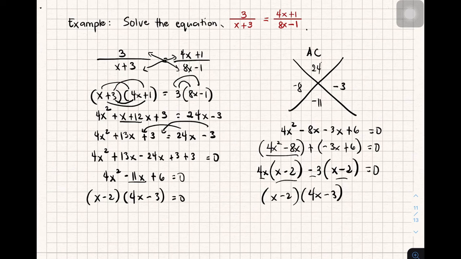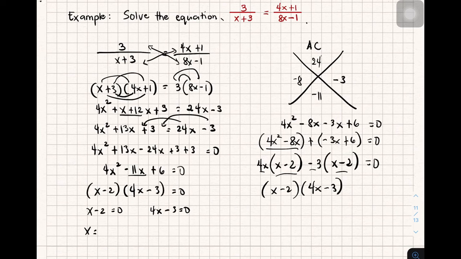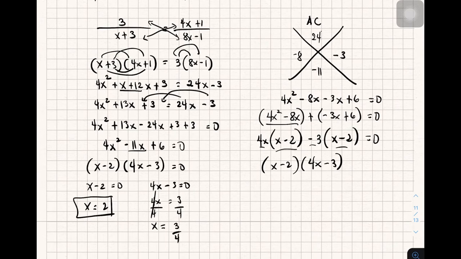Importante rin na marunong kayo mag-factoring dito kasi, di ba nga, solving quadratic equations na yung kalalabasan nito. And then, by using zero product property, equate natin both factors of our equation to 0. X minus 2 is equal to 0. You have 4x minus 3 is equal to 0. So, solve for x natin. You have here x is equal to 2. This is the first value of x. And then, on the other side, we have 4x is equal to 3, divided by 4. Cancel natin. You have x is equal to 3 over 4.